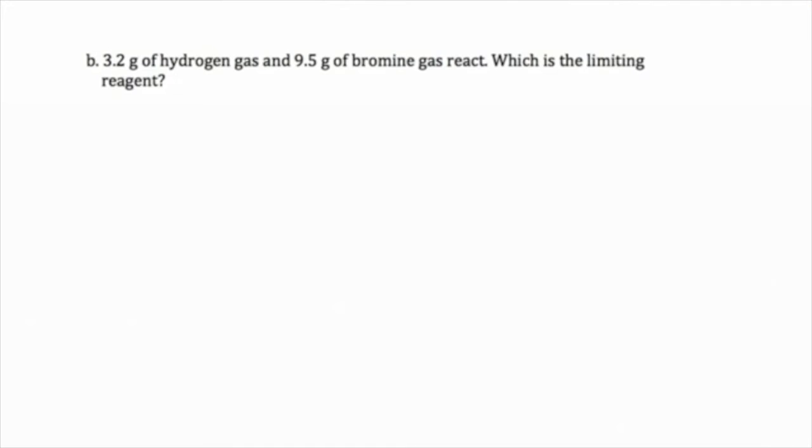Hydrogen gas and bromine gas react to form hydrogen bromide gas. Write the balanced equation for this reaction. The balanced equation looks like this: 1 mole of H2 reacts with 1 mole of Br2 to form 2 moles of HBr.